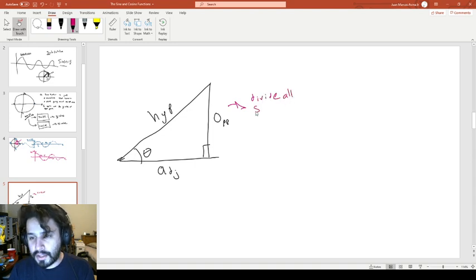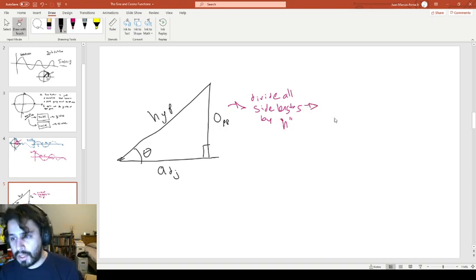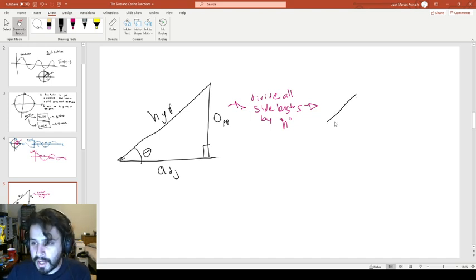Divide all side lengths by the length of the hypotenuse, so by h. What does that leave you with? Well, it's going to be a smaller triangle, right? Because you're dividing all the side lengths. The angles are going to stay the same. So this will still be theta, this will still be a right angle. But instead of h up here, it's going to be h divided by h. Here, instead of opposite, we're going to have opposite divided by h. Instead of adjacent, we're going to have adjacent divided by h. Well, h divided by h is just 1, so we can just write that.